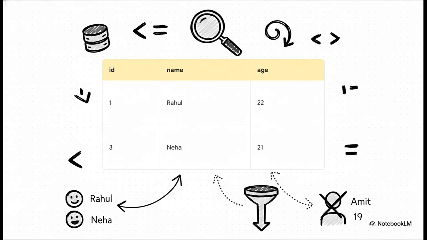The database scanned the table, checked the age for each person, and only gave us back Rahul and Neha. Amit, who's 19, got filtered out because he didn't match our rule. That's the where clause in action.